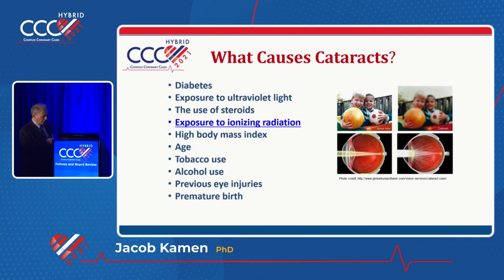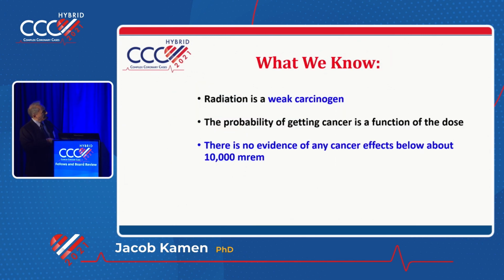There are many ways to get cataract. One of them is ionizing radiation. But if you get cataract as a doctor, it doesn't mean that it was from radiation. It could be diabetes. It could be all kinds of tobacco. What we know about radiation is a weak carcinogen. Its probability is a function of dose. And there is no evidence below 10 rem that you get anything.